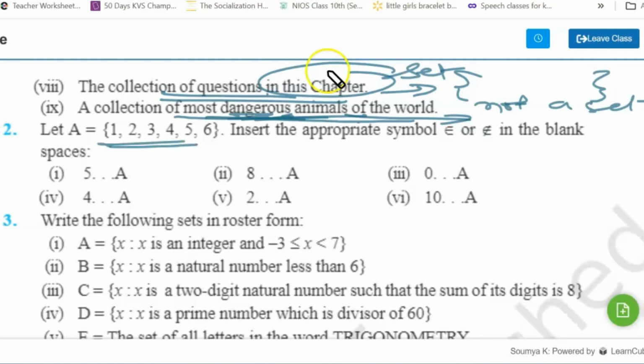A has some elements, and insert the appropriate symbol, belongs to or does not belong to, in the blank spaces. Let's see 5 and 8. 5 belongs to this set A, so say it belongs to. 8 doesn't belong to. 0 doesn't belong to. 4 belongs to. 2 belongs to. 10 doesn't belong to. So this symbol says whether the element is present in your set or not.